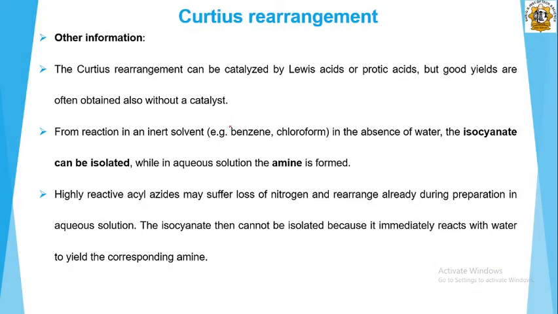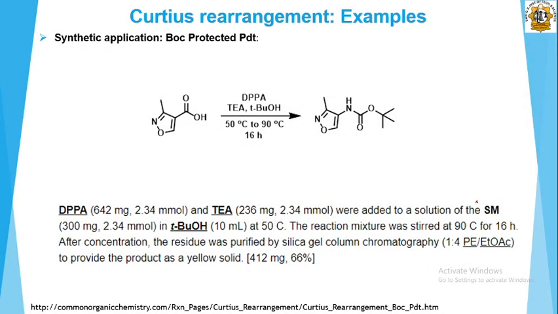Other information is that it can be done in the presence of Lewis acid or protic acid, but yields are also good without any acid. The reaction uses an inert solvent or chloroform if you want to isolate the isocyanate, or aqueous solution to get amines. Directly, you do a water workup and you will get amines. Highly reactive acyl azide is sometimes not possible to isolate. So now we'll see the synthetic application of this Curtius reaction or Curtius rearrangement.